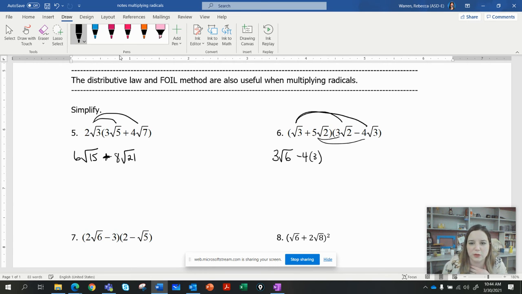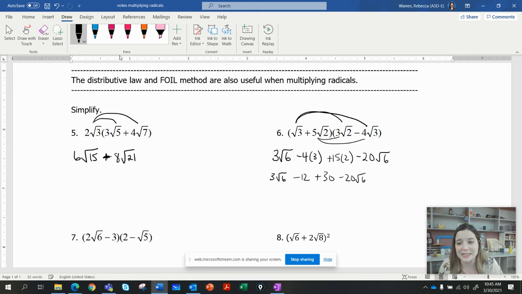So 5 radical 2 times 3 radical 2. 5 times 3 is 15. And radical 2 times radical 2 is just 2. 5 times negative 4, negative 20. Radical 2 times radical 3 is radical 6. Multiply these out. So 3 radical 6 can't be simplified. It's going to stay the same. Negative 4 times 3 is negative 12. Positive 15 times 2 is positive 30. And then negative 20 radical 6 can't be simplified, so it will stay as is.